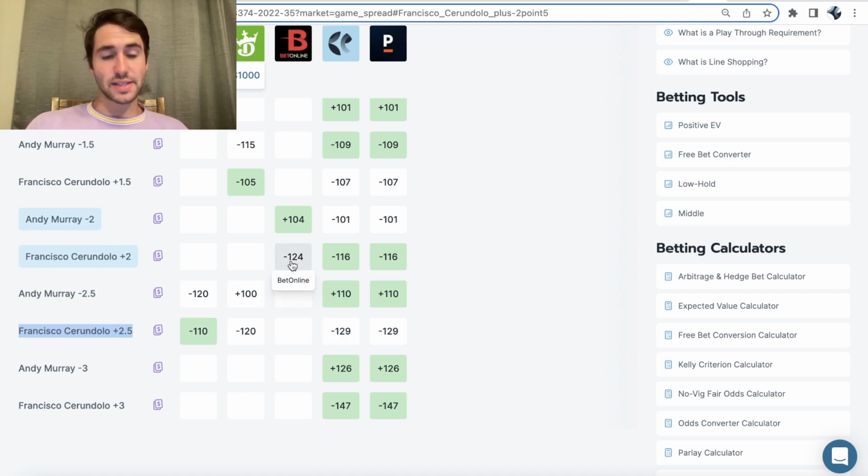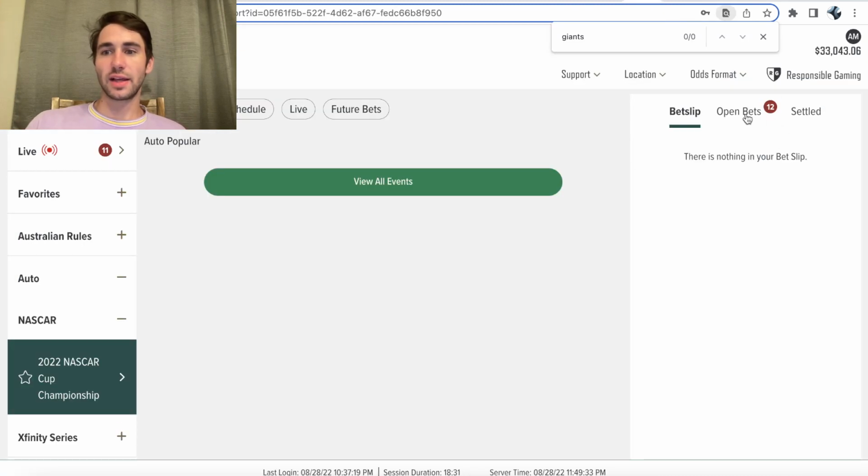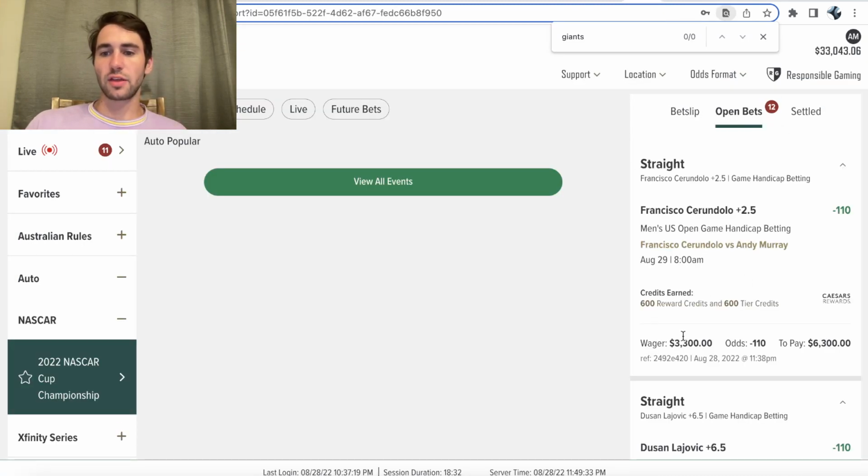And what you'll notice is they're very close to in line with Pinnacle for their +2 game spread. They're giving you minus 124 on Cirundulo +2 on the game spread. We're getting +2.5 at minus 110, which is significantly better. First of all, we're getting half a game of improvement. So if this match ends by two games, our bet on Bet Online would push, our bet on Caesars would win. And we're getting better odds. That's ridiculous. So you can see I locked in this bet for $3,300.